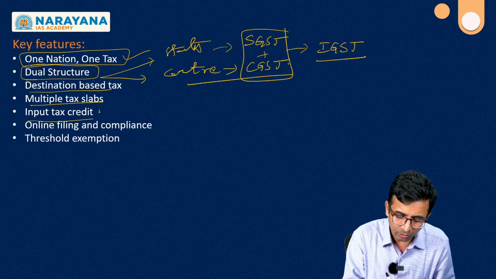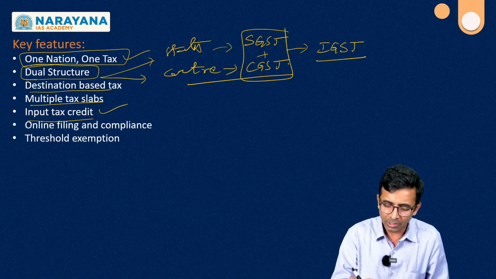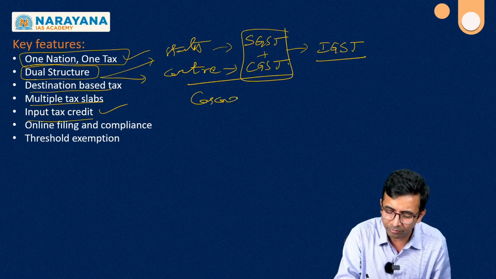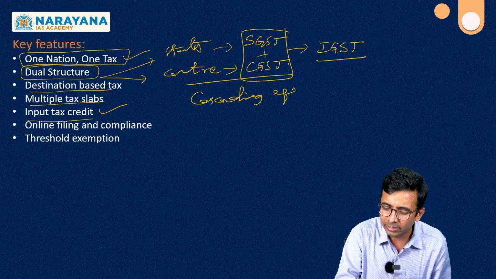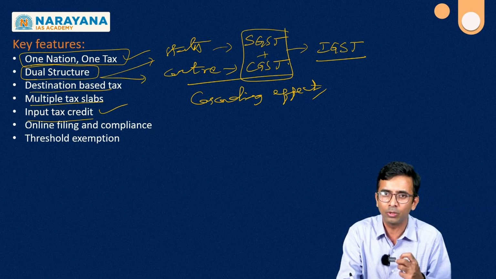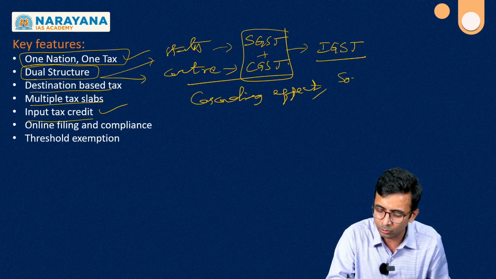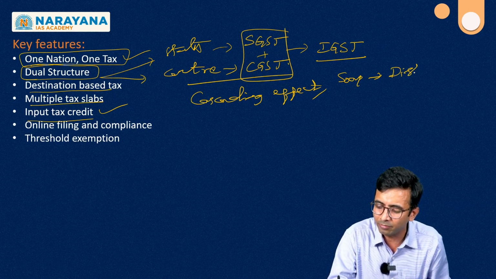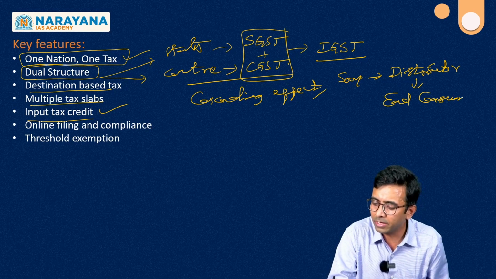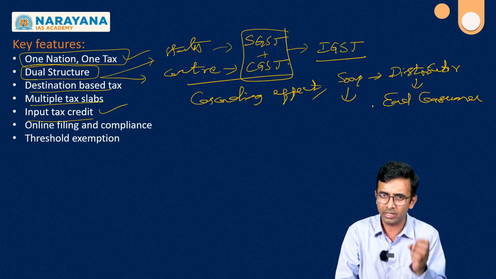Fifth, this calls for what is referred to as input tax credit. As we have seen earlier, in order to remove the cascading effect, it provides this mechanism of input tax credit. A particular manufacturer has manufactured the soap and now it is going to the distributor, and from the distributor to the end consumer. In this, the manufacturer might have already paid certain tax on the basis of whatever indirect taxation has been imposed.